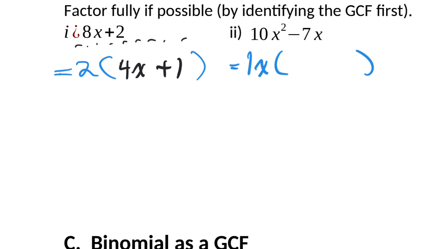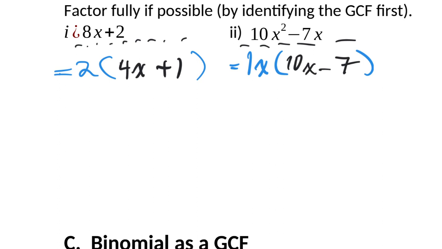If I take 10 divided by 1, what do I get? 10. Now, x squared divided by x, how many x's are left? Just x. Ready? Now for the 7x, negative 7 divided by 1 gives negative 7, and then x divided by x is nothing, right? Does that make sense? Just want to know.